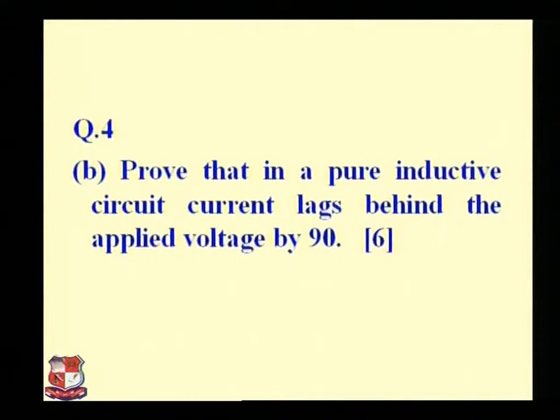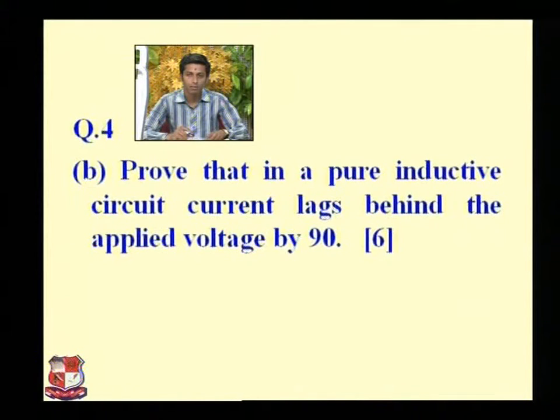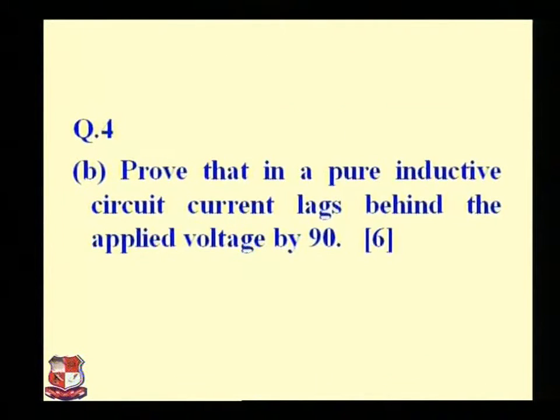Okay, the next question: prove that in a pure inductive circuit the current lags behind the applied voltage by 90 degrees. Again a 6 mark example. In that example we have to prove that in an AC circuit, a pure inductive circuit, the current is lagging behind the applied voltage by 90 degrees. So again we go with some vector quantities and we have to go with some proof. So let's see the figure.